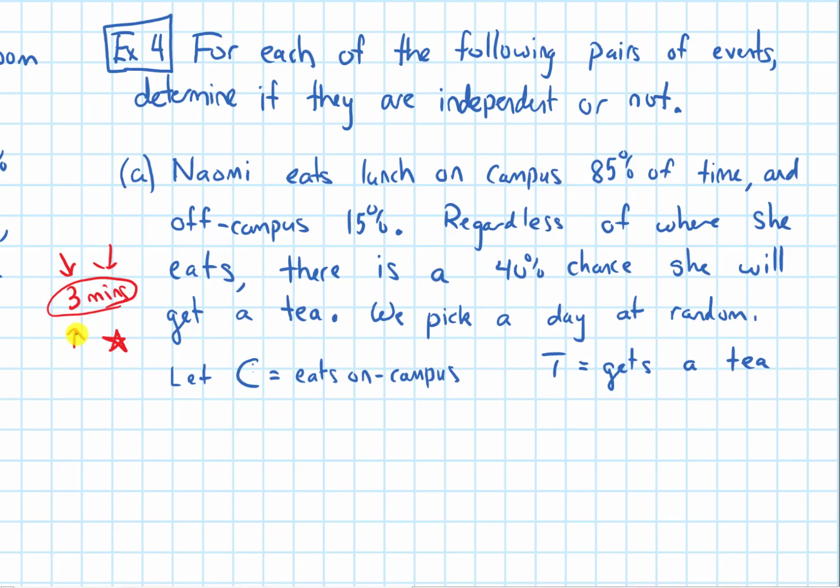Alrighty, so hopefully you've paused it and tried this for 3 minutes. Let's talk about it together. We can handle this with a tree diagram. And one of the things that indicates that we may want to try a tree diagram is the fact that there's two stages to what's going on here. There's a matter of where she eats lunch, on campus versus off campus. And then the second stage is the matter of does she get a T or not?